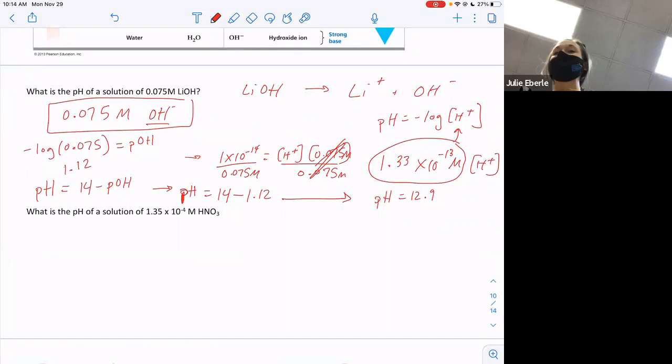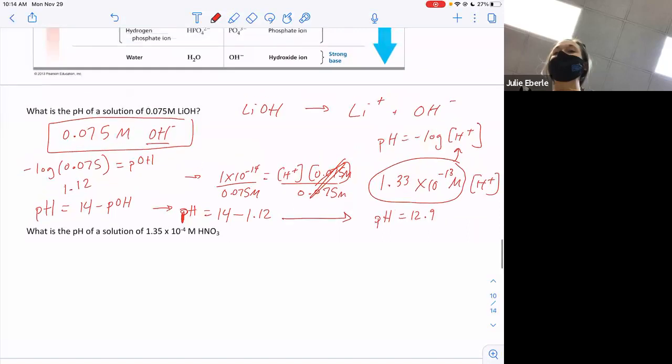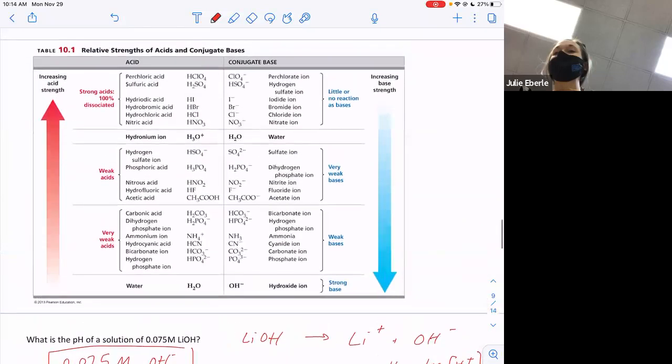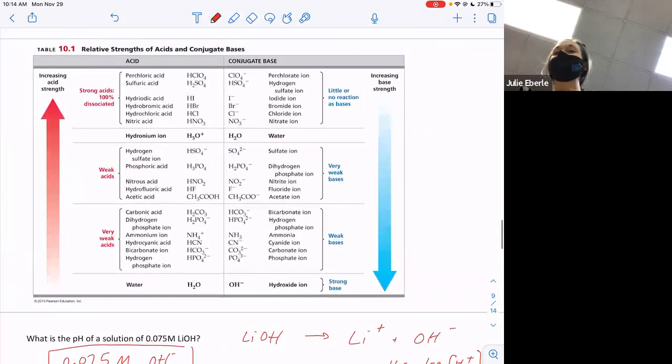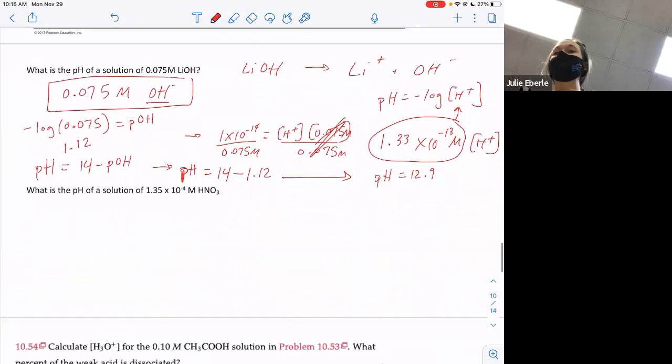What's the pH of a solution? This is going to be a little bit easier though. Of 1.35 times 10 to the minus 4 HNO3. What is HNO3? Well, go to the table. Is this a strong or a weak substance? Anybody see it? And I won't give you anything that's not on this table for the sake of calculating pH like this. It's a strong acid. So what can we assume?